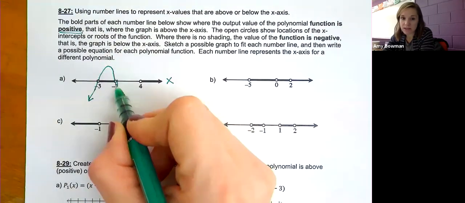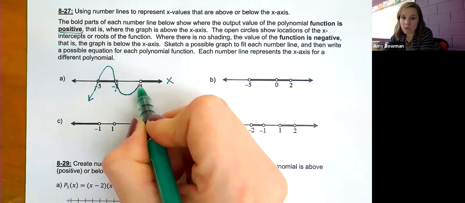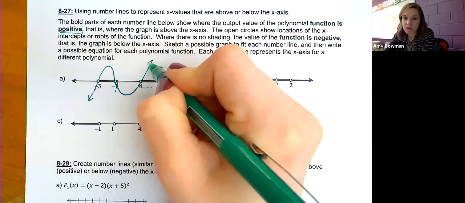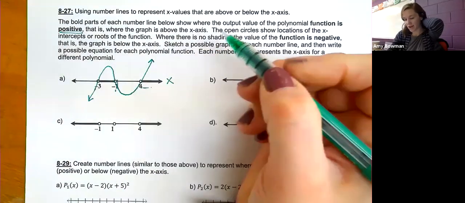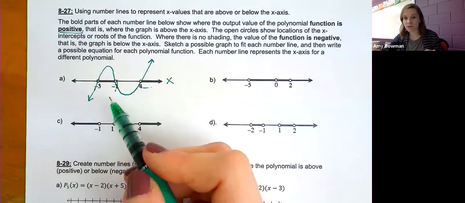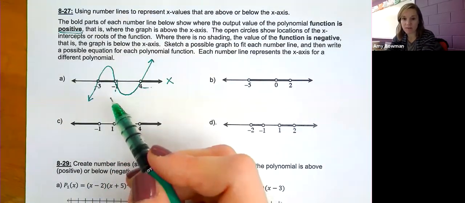So that would be a negative piece of the graph, so it's under the x-axis. And then I see it's bold again after 4, so it's going to be crossing through and staying positive. These number lines are a short, quick way of showing you visually where a graph is positive and where a graph is negative.